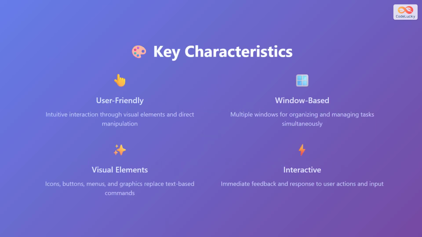Graphical user interfaces have four main characteristics. First, they are user-friendly, meaning anyone can use them intuitively without special training. Second, they are window-based, allowing you to open multiple windows and work on different tasks at the same time. Third, they use visual elements like icons, buttons, and graphics instead of text commands. Fourth, they are interactive, giving you immediate feedback whenever you click or type something.